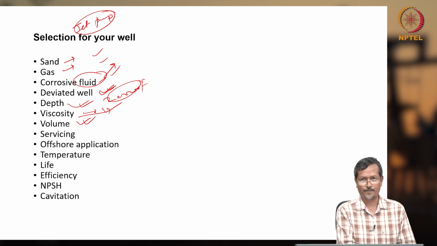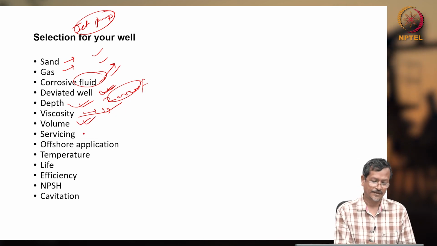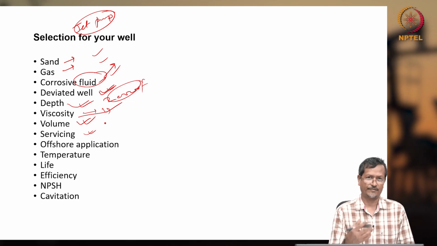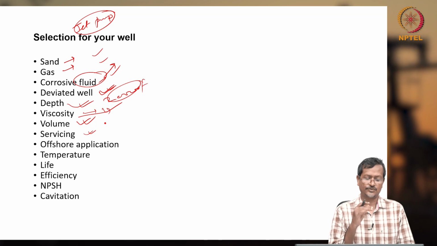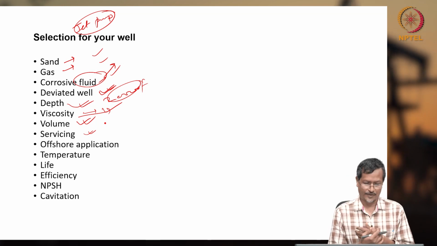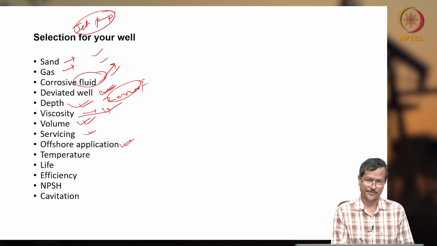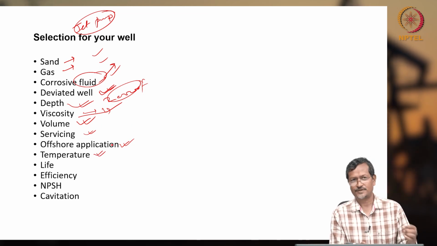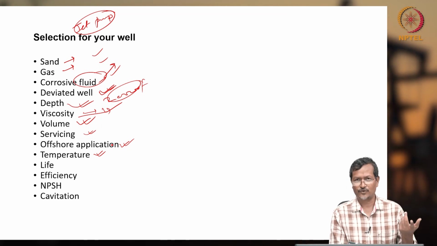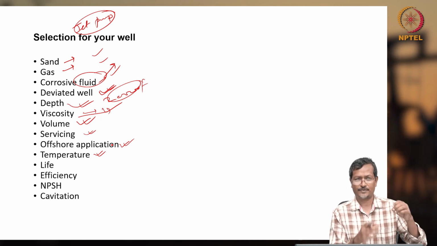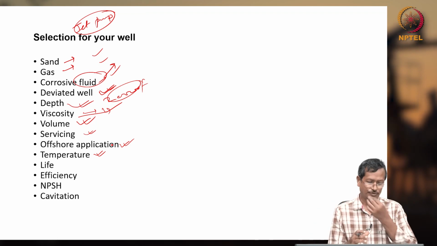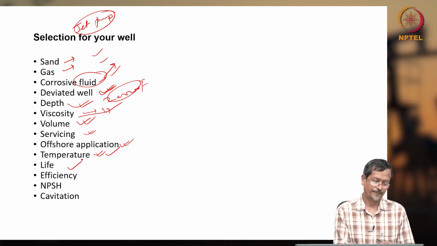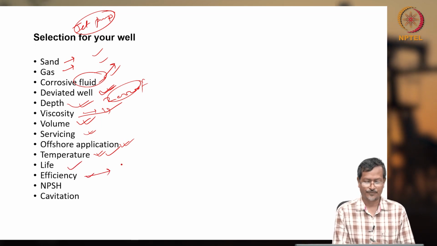Volume, this is a high volume pump. Servicing is also very low, like maybe once in 4-5 years you have to retrieve or install. So frequent servicing is not required. Offshore application is also possible, people are doing that. Temperature, high temperature no problem. Actually sometimes you have to increase temperature, because there is no non-metallic part, so your nozzle, diffuser, everything is metal. So if you have high temperature, there is no issue in your jet pump. Life is very long. Efficiency, there is a problem.